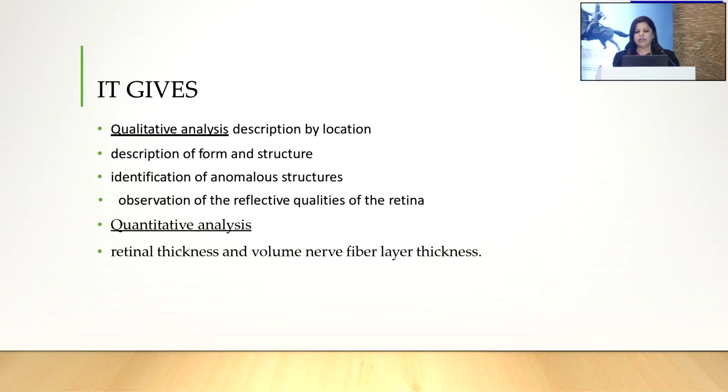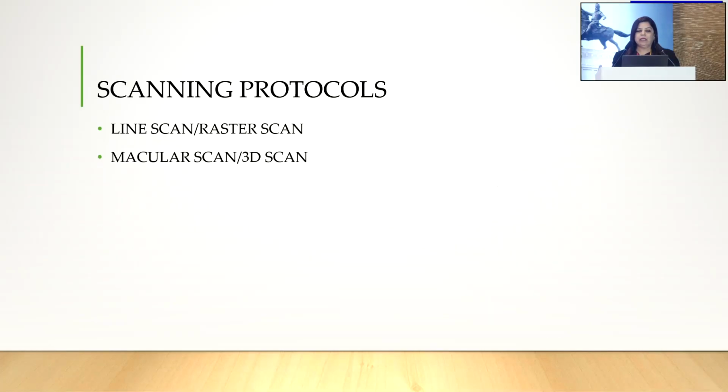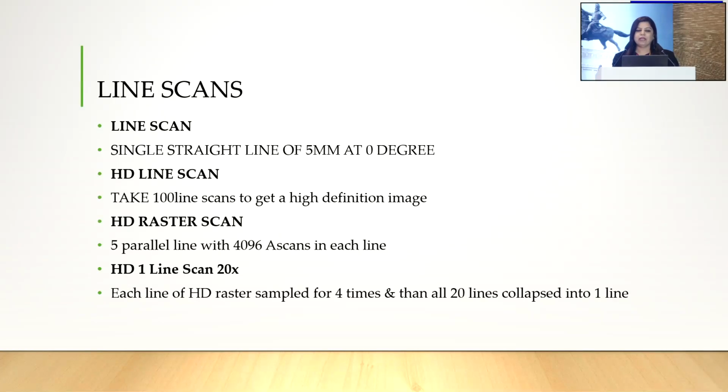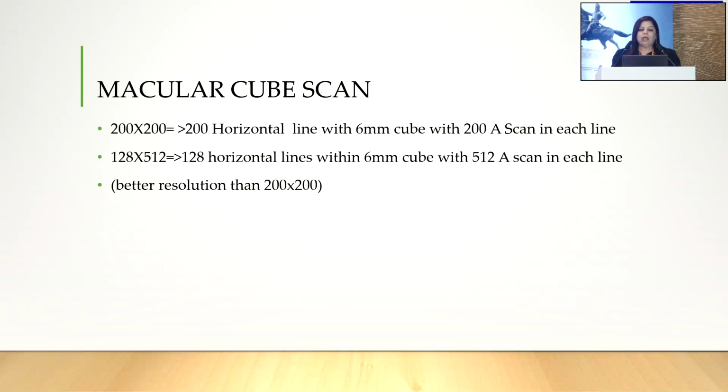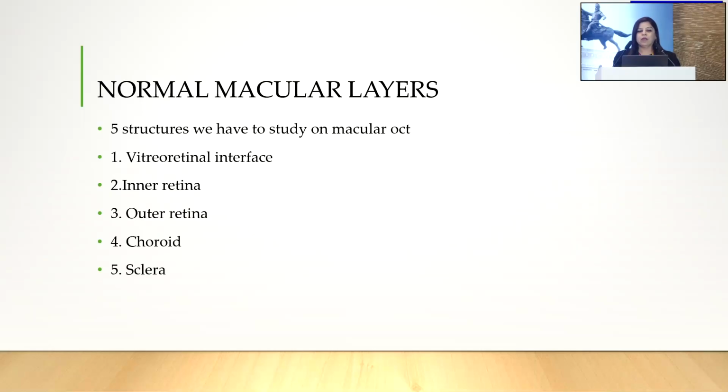It gives qualitative analysis and quantitative analysis, that is the retinal thickness and the volume of the nerve fiber layer thickness. These are the various scanning protocols, line scan and macular scan. The various line scans are the single line scan, HD line, HD raster, and the HD one line scans. For the macular cube scan, most commonly we use 128 by 512 because it has a better resolution than the 200 by 200.